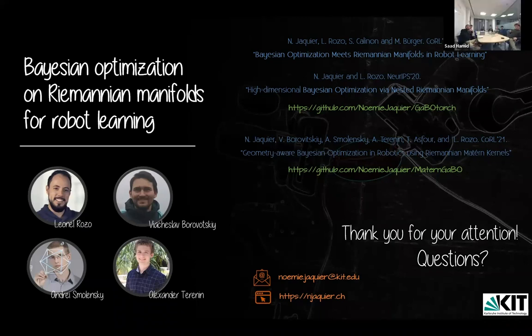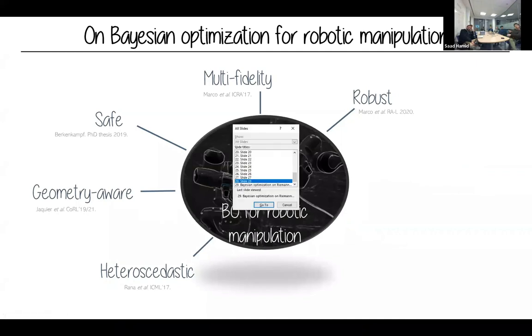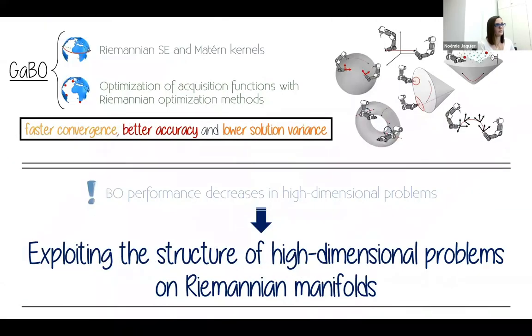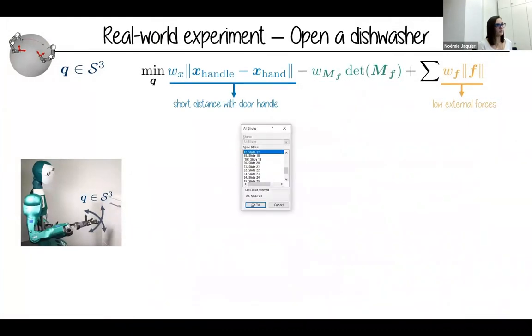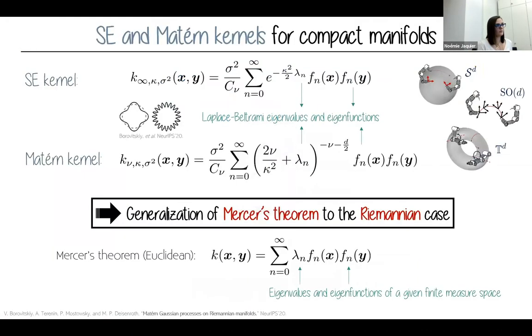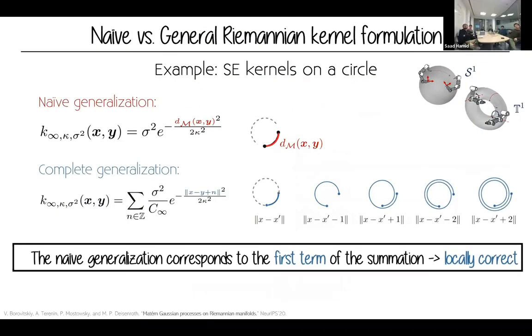Yeah, I have one. Can you come back to the slide where you were showing the lines wrapping around the circle, when you were trying to link the naive generalization of the squared exponential kernel to the one you call the proper generalization? I think that's quite interesting.